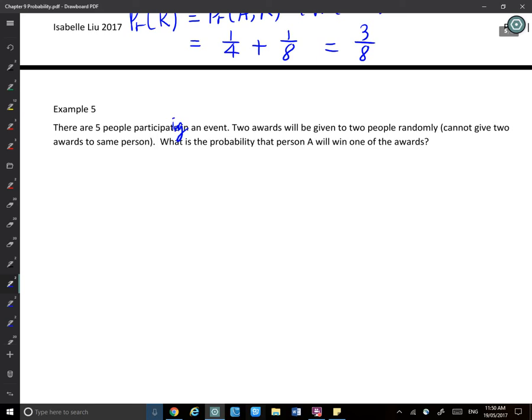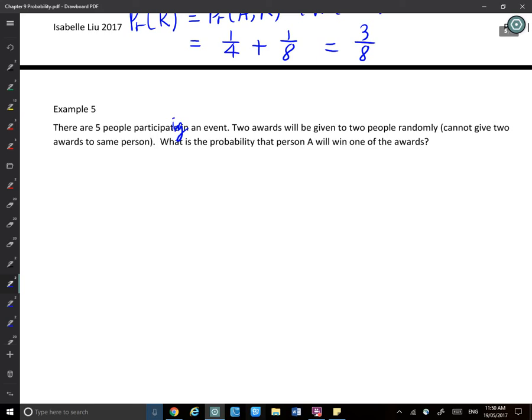Okay, this question is a little bit tricky. It seems quite easy, but you can choose your own method to do it. You can use a tree diagram, or you can use a table, or you can just rely purely on thinking.